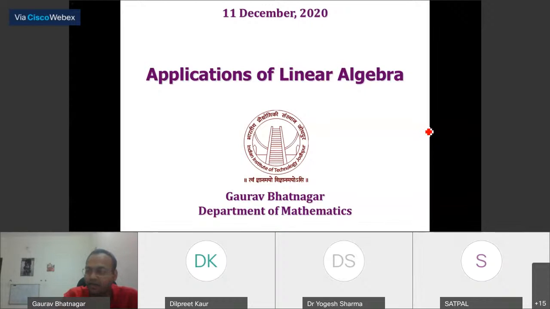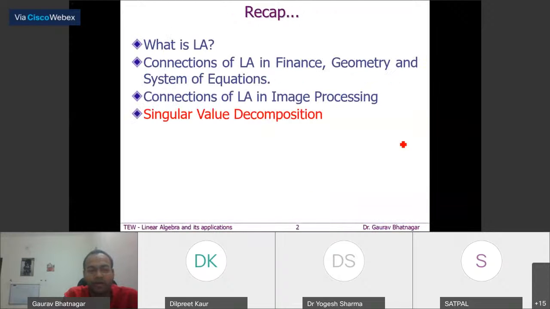So let me start the second lecture of this particular series where we are going to discuss the applications of linear algebra, specifically in the image processing. So before we are going ahead, this slide will summarize the recap which we have done in the last lecture.